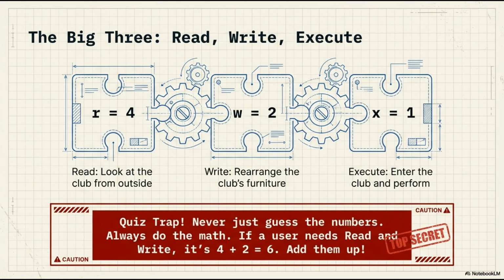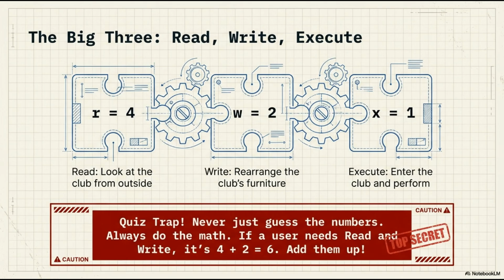Let's bring those numbers to life with our club analogy. So read, which is 4, is like just looking at the club from the outside. You can see what's going on, but you can't touch anything. Yeah, and write, which is 2, is actually going inside and rearranging the furniture. You can alter the environment. And execute, the value of 1, means you are getting on stage and performing. You are actually running the show.